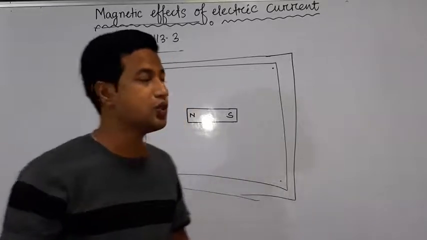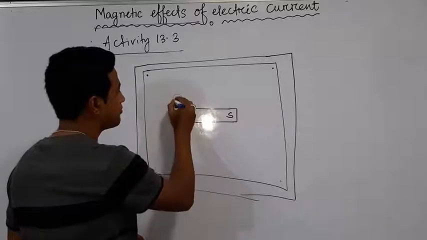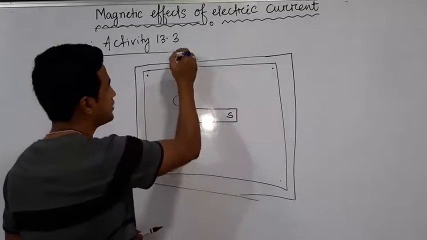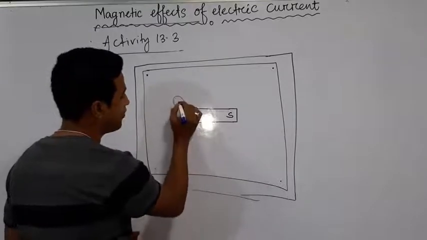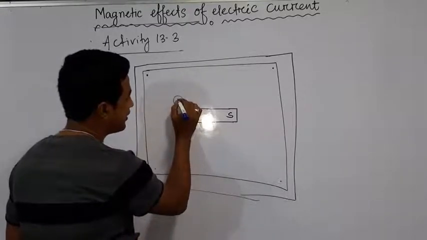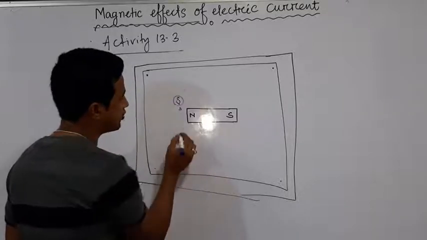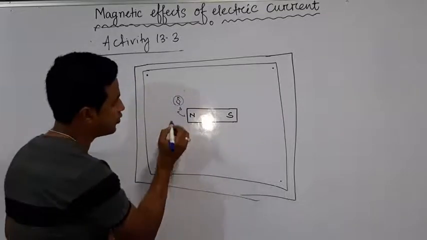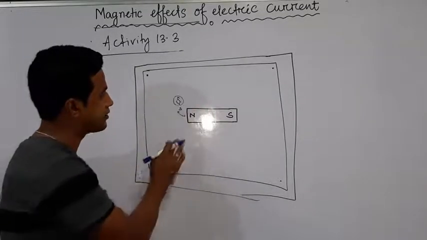So I will keep the magnetic needle here. Suppose this is the north or south direction. When I keep it, I will find that the needle will be like this. This is the South Pole and this will be the North Pole. Why? Because the South Pole is attracted by the North Pole. It will show the direction like this.